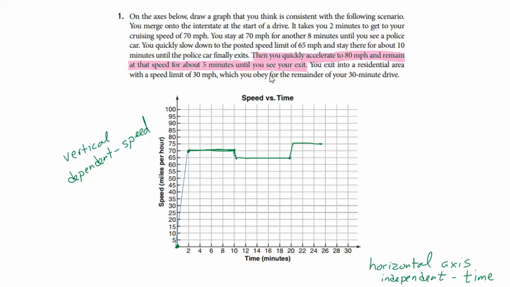All right, so the next thing it says is you exit into a residential area with a speed limit of 30, which you obey for the remainder of your 30-minute drive. So from here we're going to go down to 30 miles per hour. Let's plot it right there, see if I can draw that line. And then I'm going to remain at 30 miles per hour for the rest of my drive. Since it's only a 30-minute drive, I should just go out here to 30 minutes. That's going to be the end, and it stops right there for my 30-minute drive.